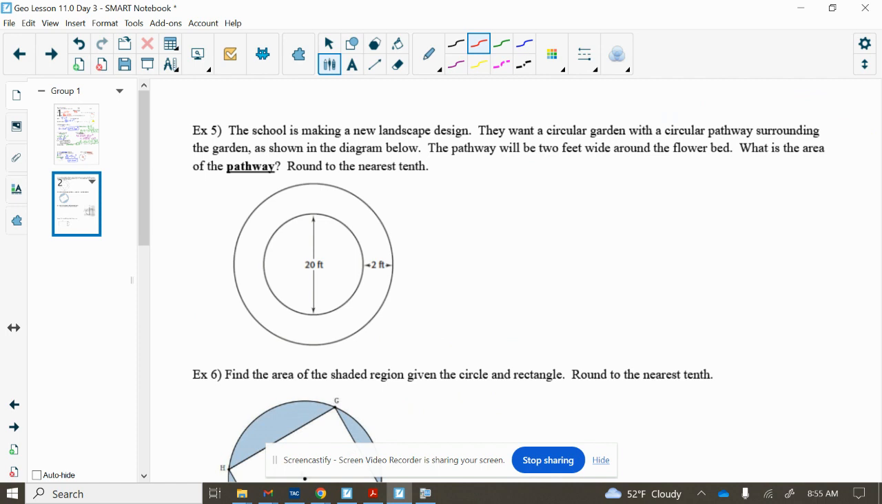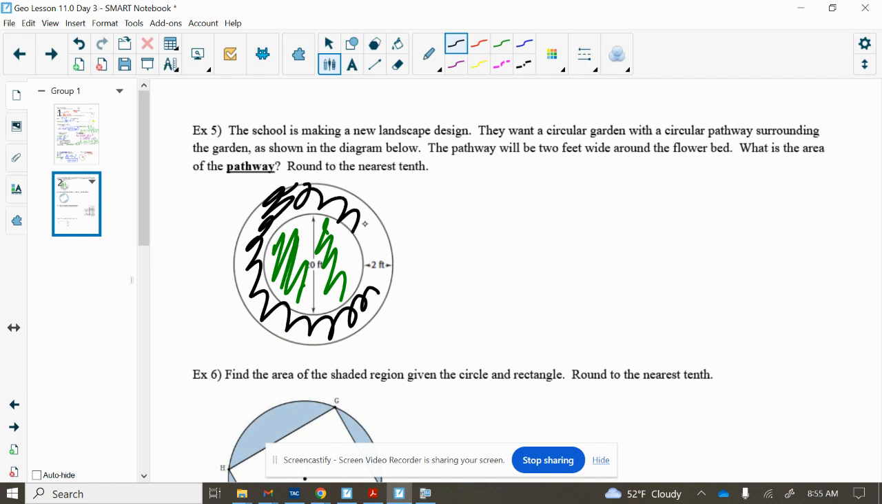All right, on the back, we have a couple different word problems and composites to look at. This time we are making a new landscape design, and we are going to have a flower garden, so this piece right here, with a circular walkway around it as well. And the garden we see is 20 feet in diameter, and the pathway is 2 feet around, and we want to find the area of the pathway.